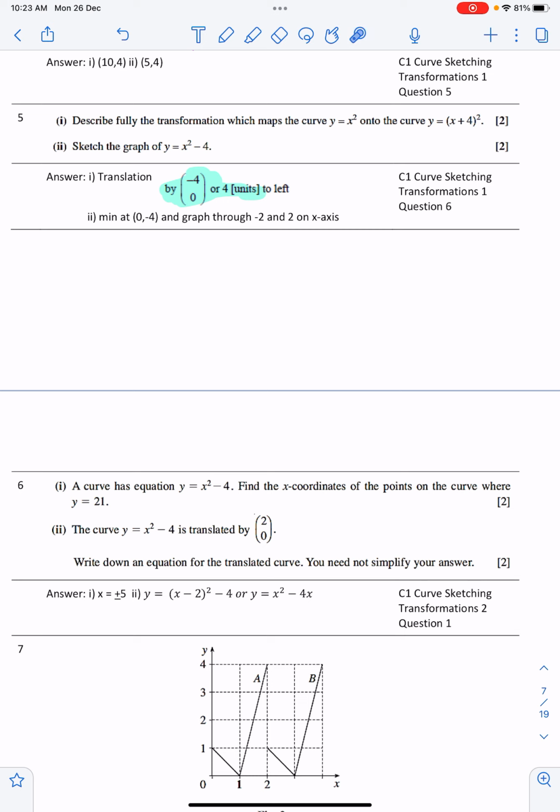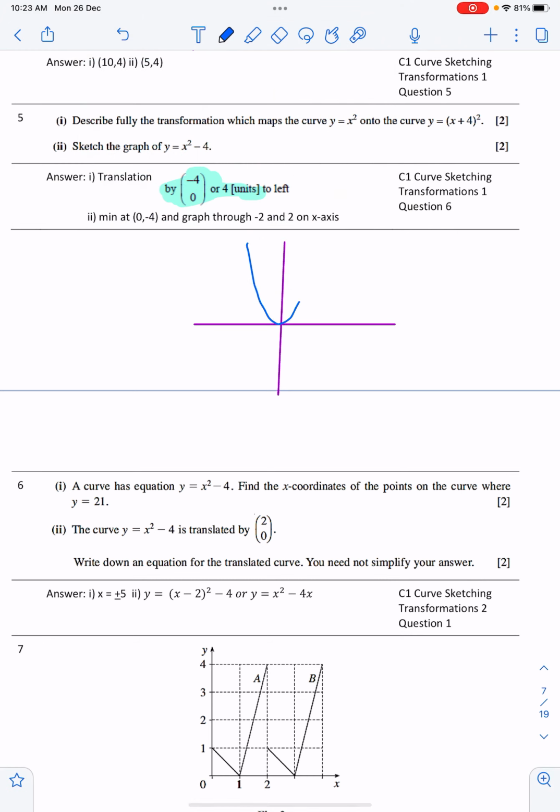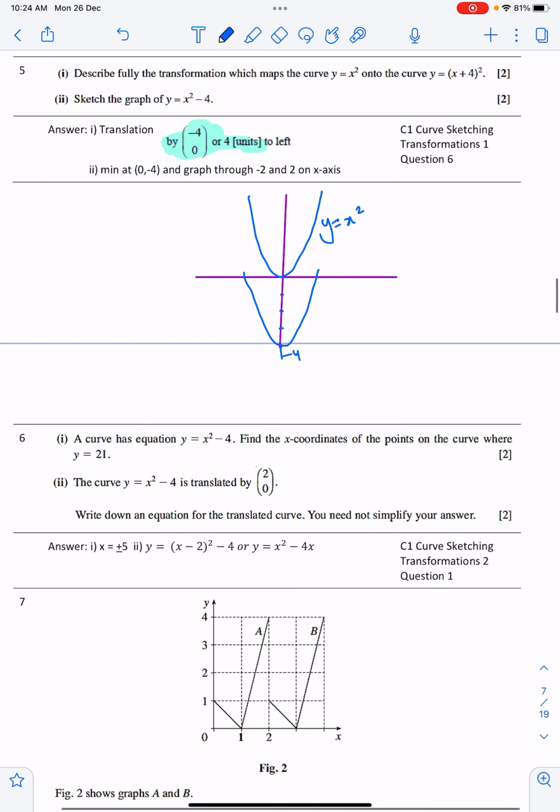Okay, in the second part you just have to sketch it. So if I am just sketching it here roughly, if these are the coordinate axes and this is the graph of y equals x square, minus 4 meaning the whole graph will go 4 units down. So now the resulting graph is going to be this one. It is going to intersect at negative 4. This is the graph of y equals x square minus 4.